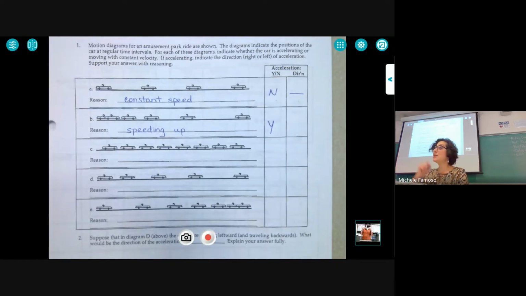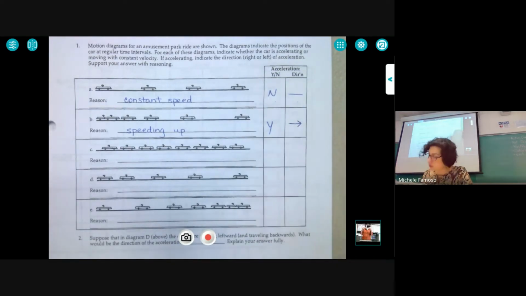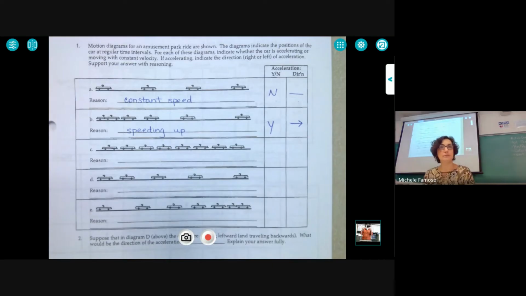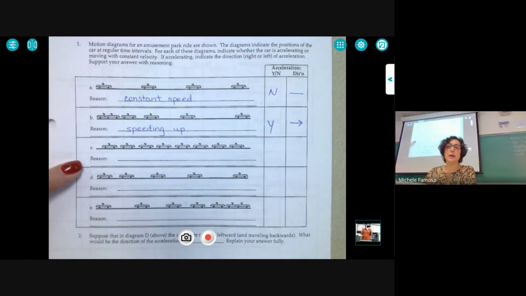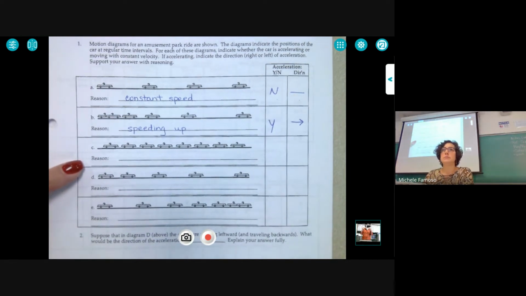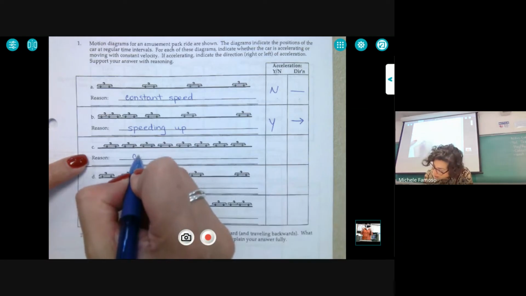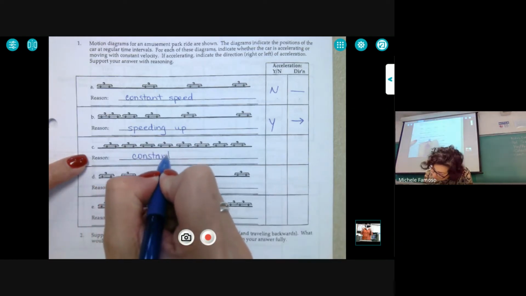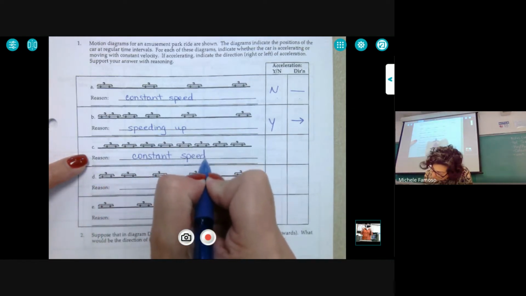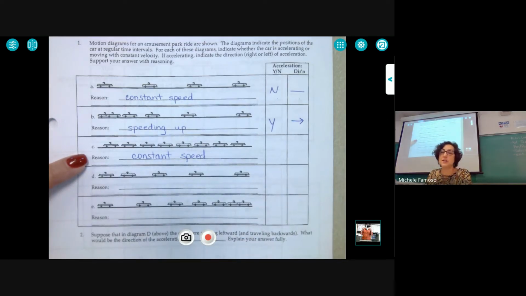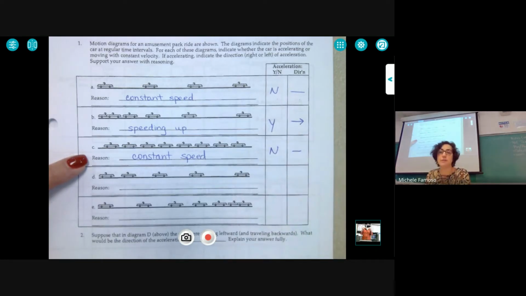That's my next question. Alex? Yes, I'm just going to put an arrow showing it going to the right. Because when we speed up, it's in the same direction that we're moving in. What about C? What is that car doing? Nick Rushford, can you tell me? It's constant speed. That is correct. Purnima, does that mean there's an acceleration? Yes or no? Correct. So there's no direction.